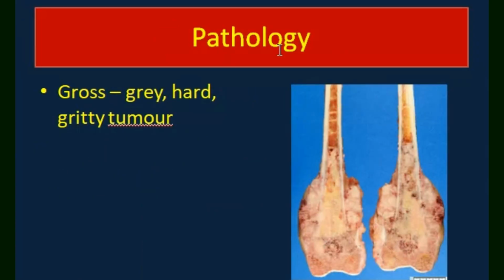If we look at the pathology, if we take the section of the tumor and we cut it grossly, what we see is a gray, hard, gritty tumor. So it will be very gray, hard, and a gritty sort of a tumor.